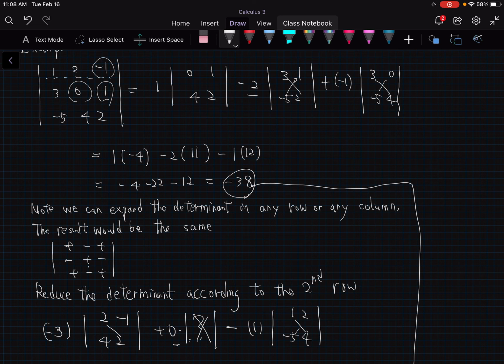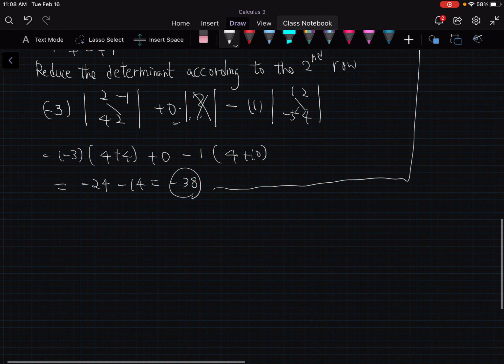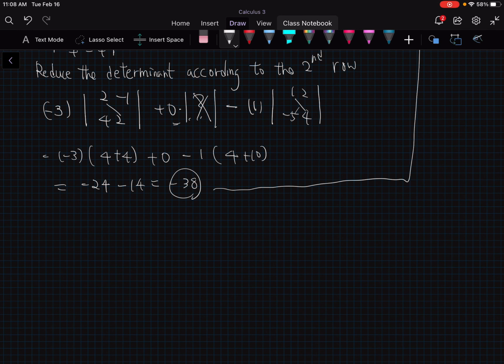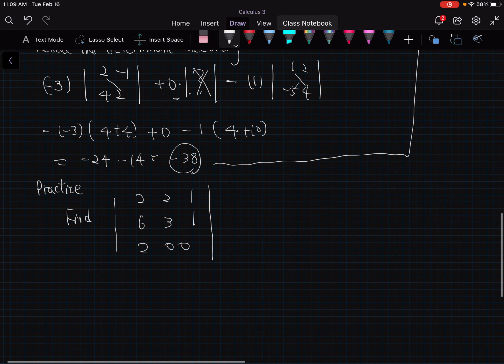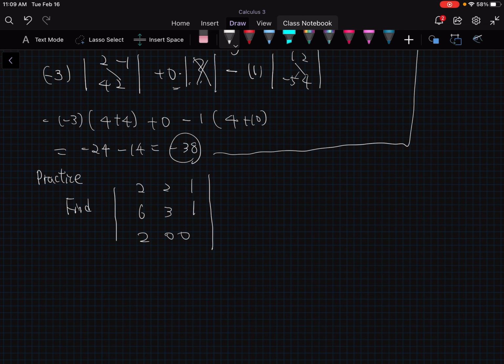All right, let's do one more example, okay? One more practice. Find the value for the determinant of 2, 2, 1; 6, 3, 1; 2, 0, 0. So according to this, what would you do? Of course, I'm going to expand this according to row 3, right? So it's positive, negative, positive.